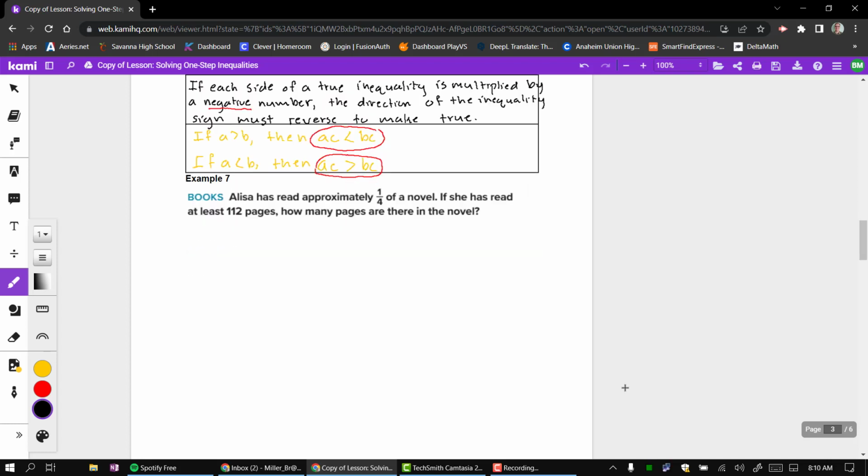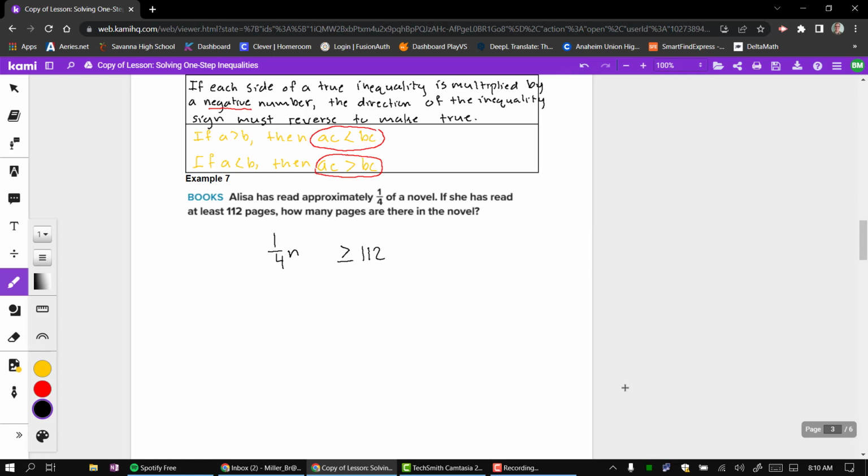So we've read about 1/4 of a novel. We have at least 112 pages left. How many pages are in the novel? So we've read 1/4 of the novel. We have at least 112 pages left. So that means it could be bigger than that, but that's the minimum. So how many pages could there possibly be in the novel?